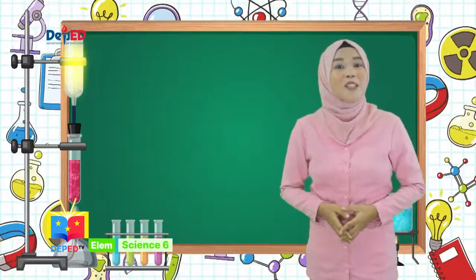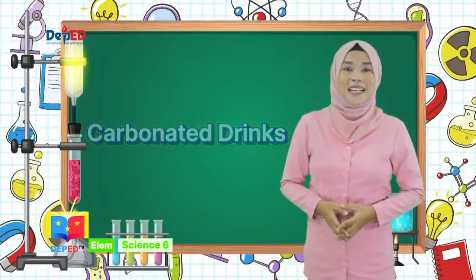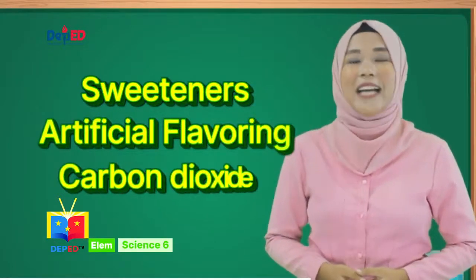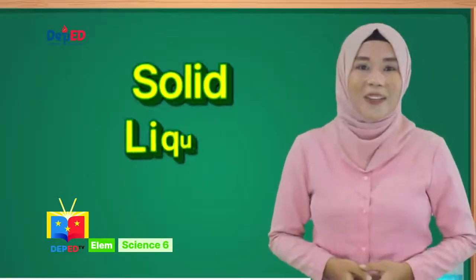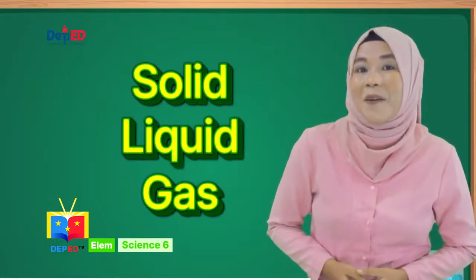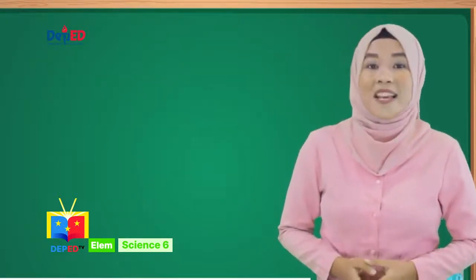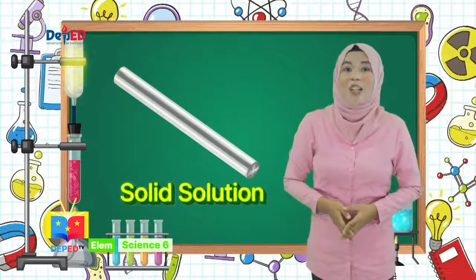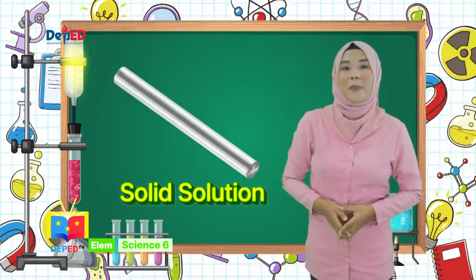Another example of solutes dissolved in a solvent are carbonated drinks, since the substances found in it are sweeteners, artificial flavoring, and carbon dioxide. Did you know that a solution may exist in solid, liquid, or gas depending on the state of its solvent? Well, a solution of two solid materials is possible. When this happens, an alloy is formed. Steel is a solid solution. Its solvent is iron and the solute is carbon.